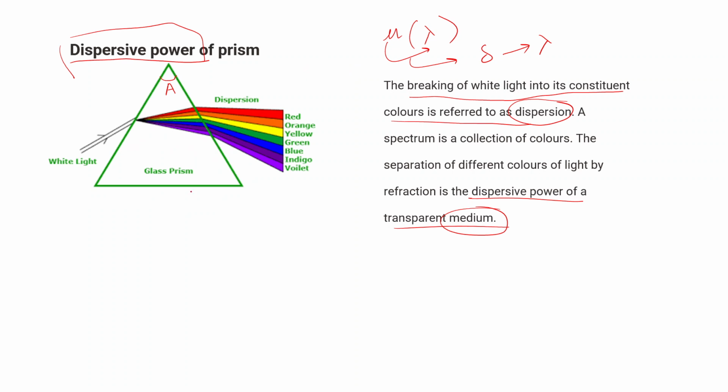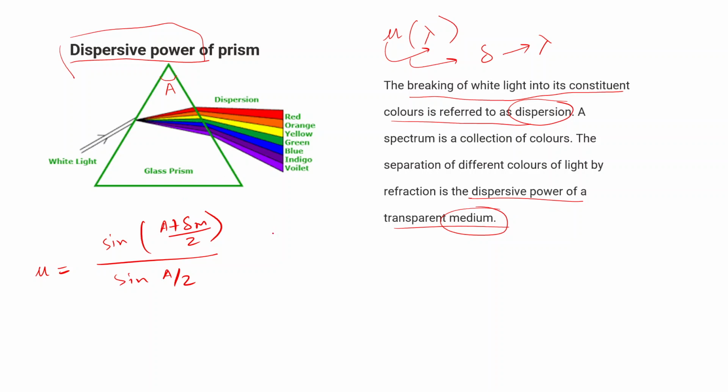If you remember, last week we had derived refractive index, which was depending on angle of prism and angle of minimum deviation in this way. This was the refractive index of the glass prism. This is angle of prism, and this is the angle of minimum deviation for that particular wavelength. So this is the refractive index for a particular wavelength of that particular glass prism that we are talking about.